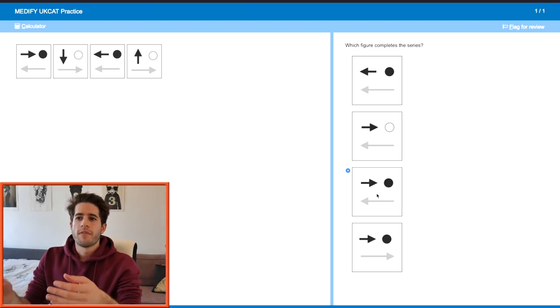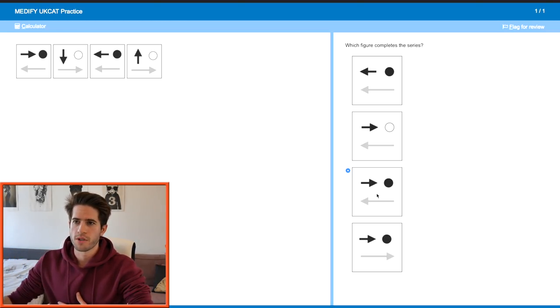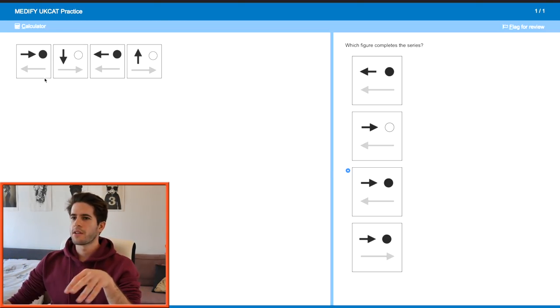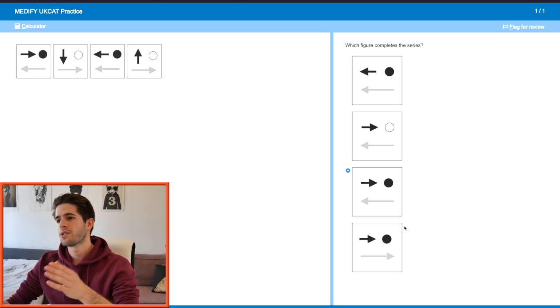This is an example of a very simple question that through very systematic reasoning and logical reasoning, you can come to a good conclusion. So like we said, instead of looking at this in one go and getting confused, you take one shape at a time and see what changes and you move on.